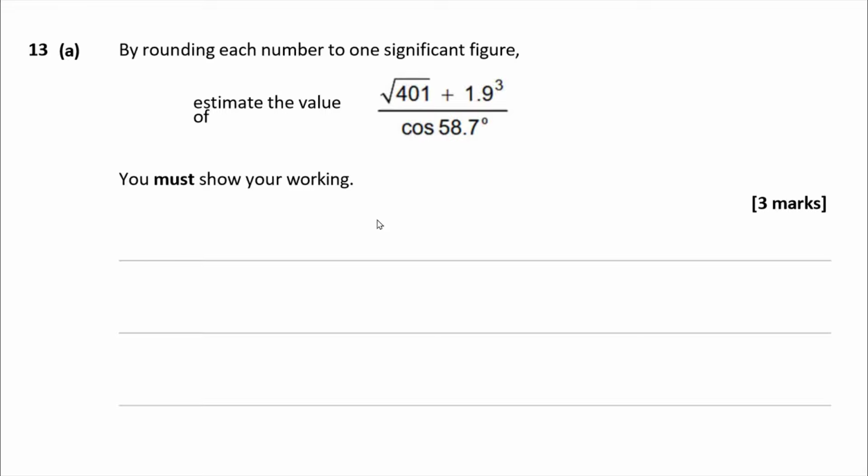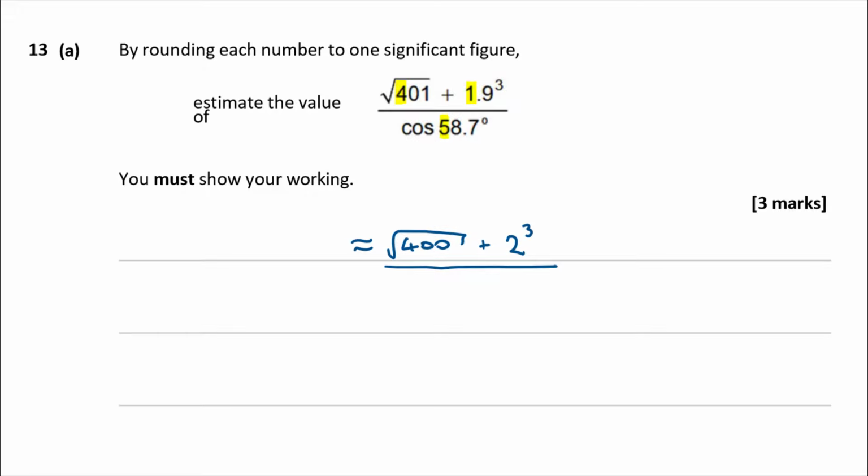So this is going to be almost equal to, well, 401 rounded to one significant figure. The first significant figure is that 4, isn't it? So rounding off after the 4, it's going to be 400 plus 1.9. The first significant figure is that 1 there. So rounding off after the 1, I'm going to round up, aren't I? So that's going to be 2. So root 400 plus 2 cubed, and then we're going to divide that by the cos of 58.7.